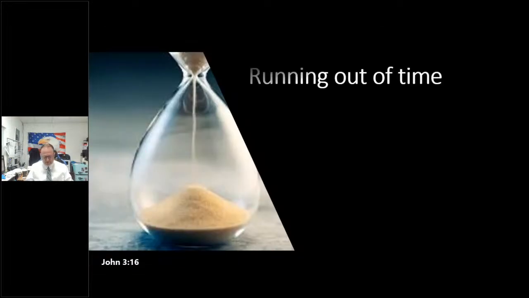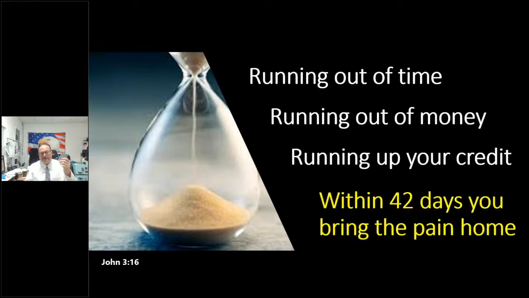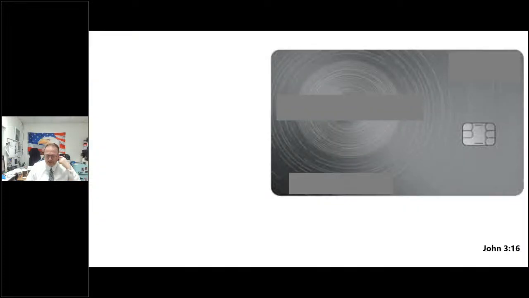But what do you do? Well, you basically run out of time, run out of money, and then you go jack up your credit cards in 42 days. Then you backed yourself in a corner. Then you got stuck. You couldn't get any more. You hawked your house. You brought the pain home to you and your family. I call that silly and dumb. You see, it's like today.